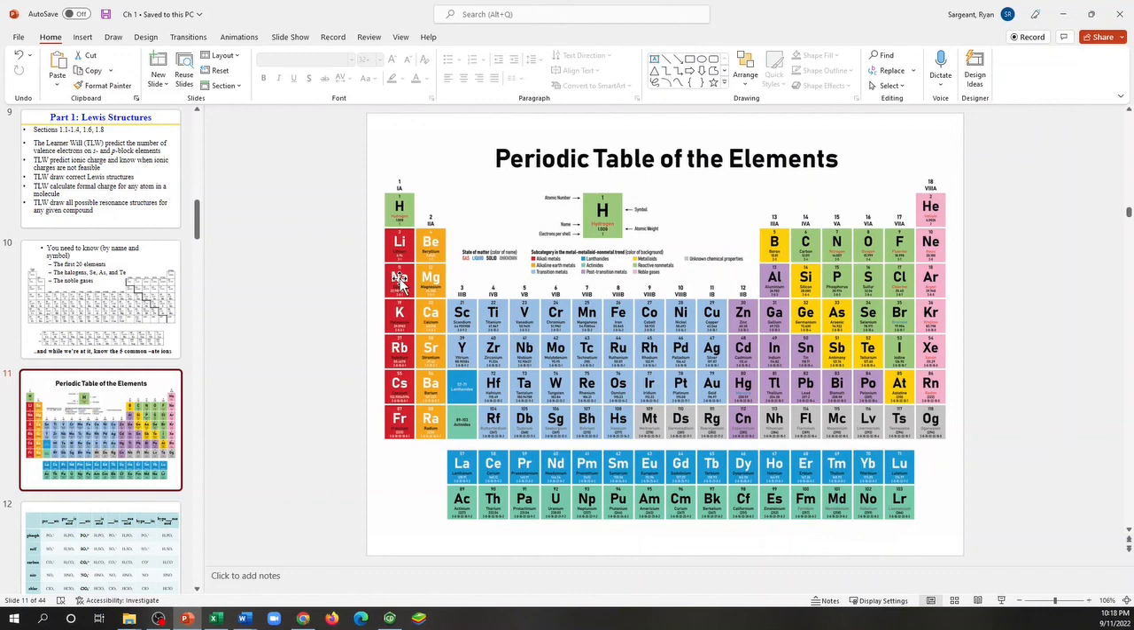Sodium, the closest noble gas to sodium is neon, so it would lose an electron to be like neon. And if you lose an electron, you become positive. So sodium takes on a positive 1 charge. It is not reasonable for sodium to take on a negative 1 charge under most situations. We didn't expect sodium to do that.